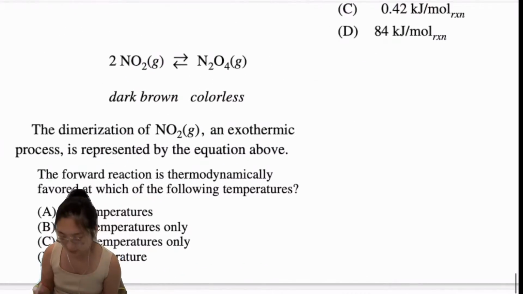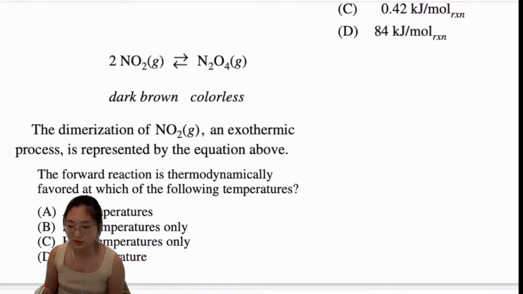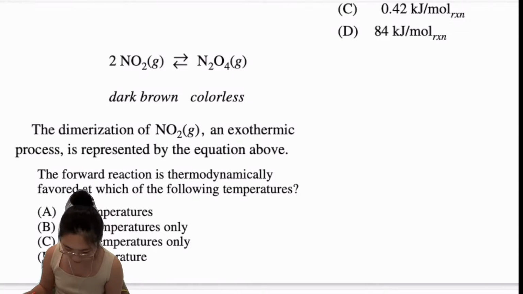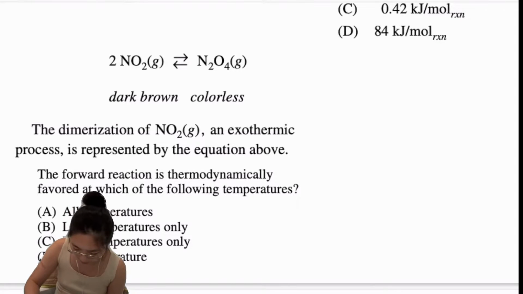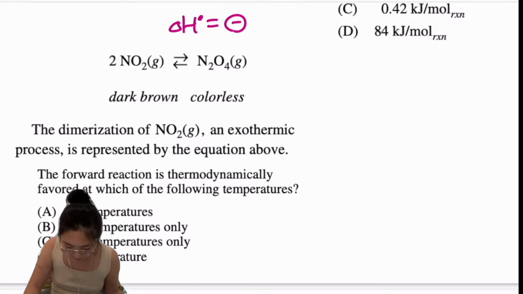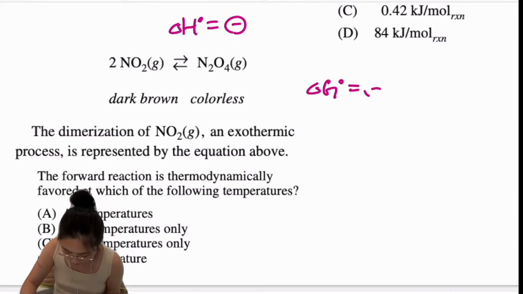And okay, so this is a typical type of question testing your understanding of thermodynamic favorability. It's a conversion between 2 moles of nitrogen dioxide and dinitrogen tetraoxide gas. The dimerization of nitrogen dioxide is an exothermic process, which means delta H is negative, as represented by the equation above. The forward reaction is thermodynamically favored, which means delta G is a negative value.